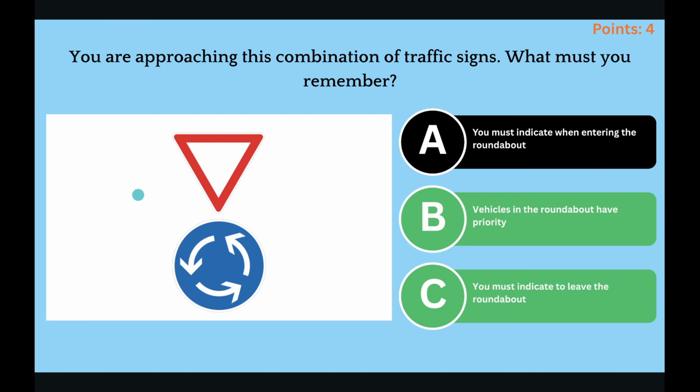Okay, take a look. In the previous questions, we have already discussed the rules that apply to roundabouts. You must indicate to leave the roundabout and vehicles in the roundabout always have priority. Therefore, as you approach a roundabout, you must slow down or come to a complete stop to give priority to vehicles already in the roundabout. And if you want to leave the roundabout, you must indicate. But to enter a roundabout, it is not required for you to indicate or to turn on your blinker.